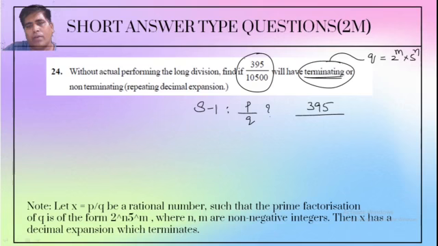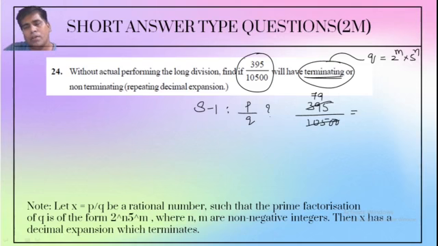395 divided by 10500. It's not in standard form. Why? Because we can simplify it. I can cut with the 5 table. 5 sevens are 35, but here I have 39, so 4 is left out, 45. So it goes by the 5 table, 5 nines are 45.